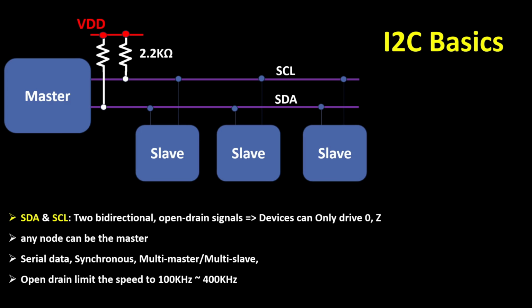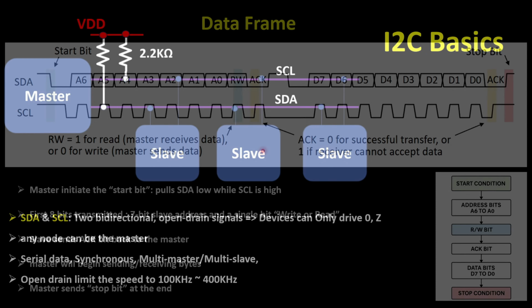Why is it like that? Because in the I2C network, any node can be master or a slave and start to share the data with another device. So in this way, we avoid damaging the nodes that we have in our I2C network. But open drain also limits the speed of the I2C. The standard speed is 100 kHz. In the fast mode, I2C can go up to 400 kHz.